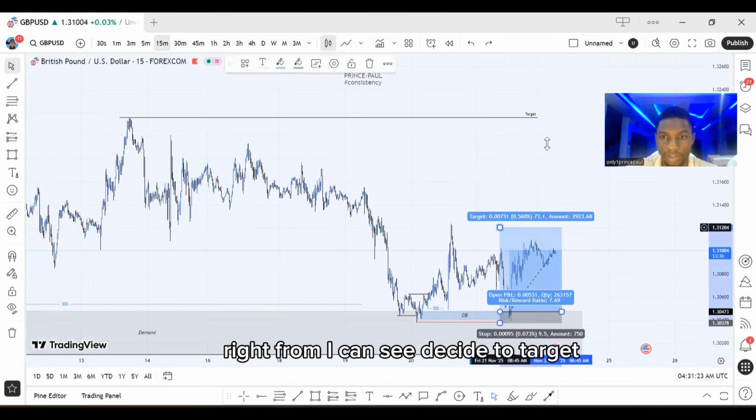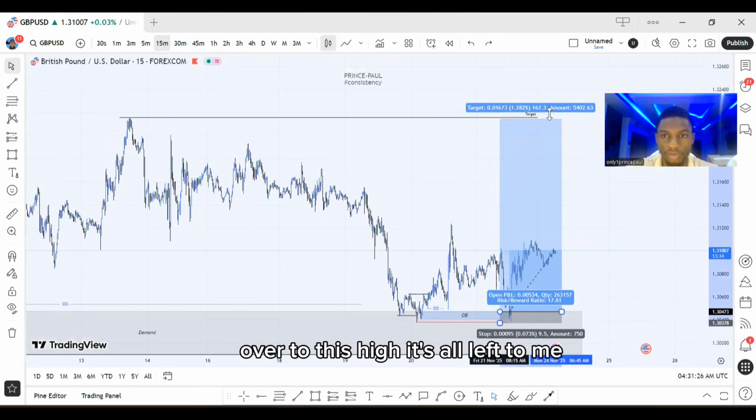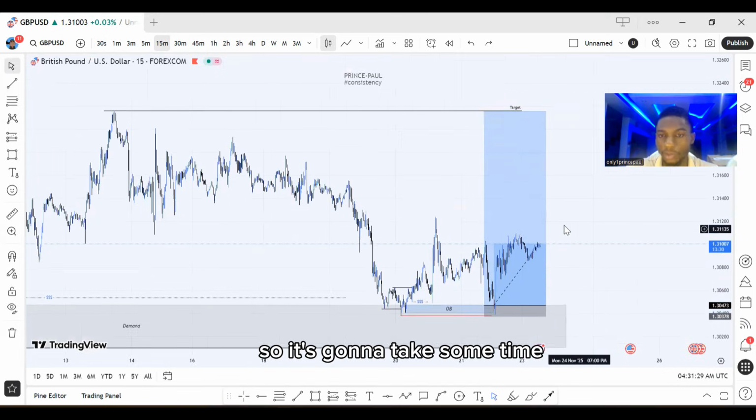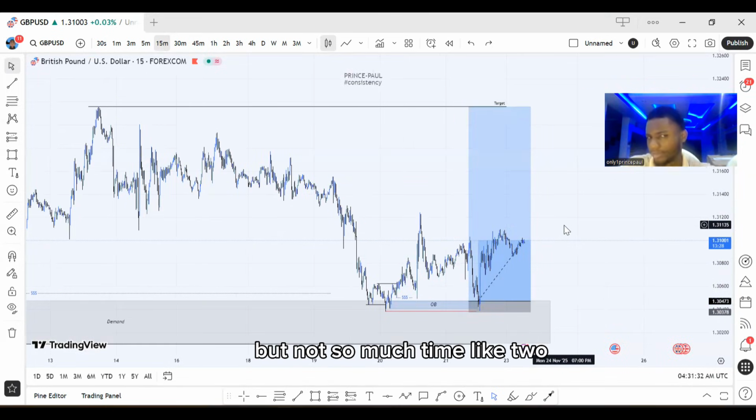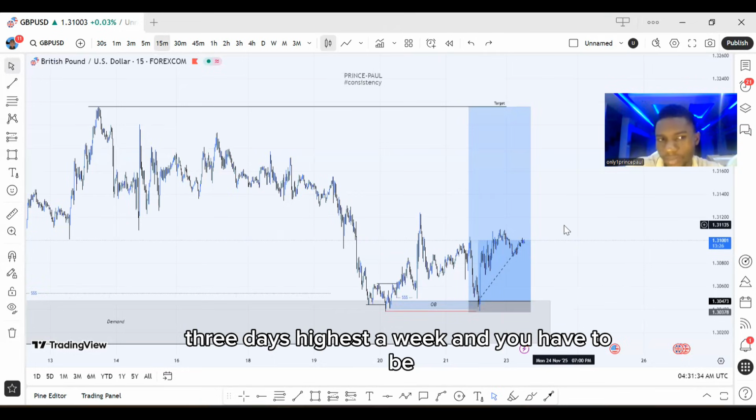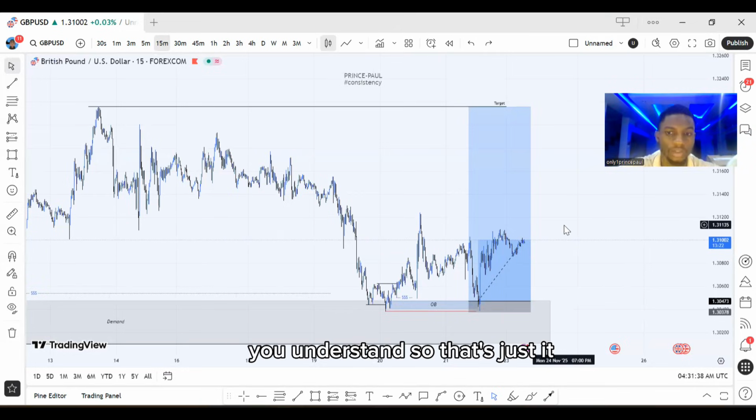So can you see how we did a very good top-down analysis right from the start? I can still decide to target over to this high. It's all left to me, but it's a swing trade because it's a 4-hour time frame trade. So it's going to take some time, but not so much time, like 2-3 days, highest a week, and we are TP. You understand? So that's just it.